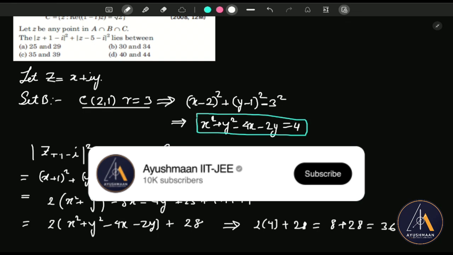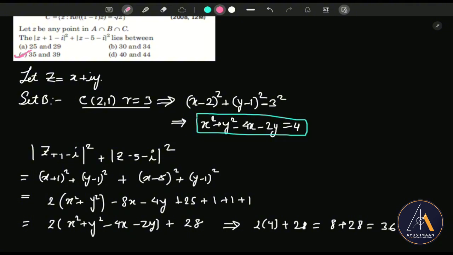Coming back to the options. Option C, 35 and 39. Definitely 36 lies between this range. So option C is the correct answer to this question.